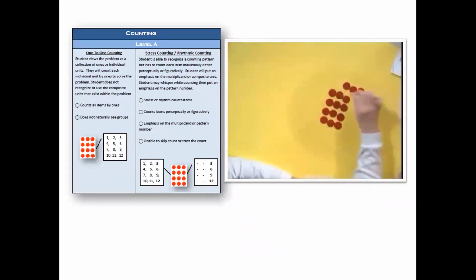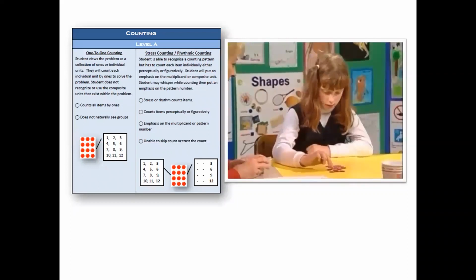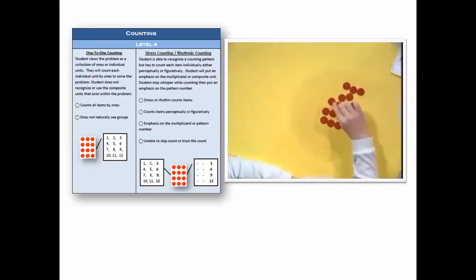3, 6. She's counting by ones, but emphasizing the multiple. 9, 12, 15. Thank you.